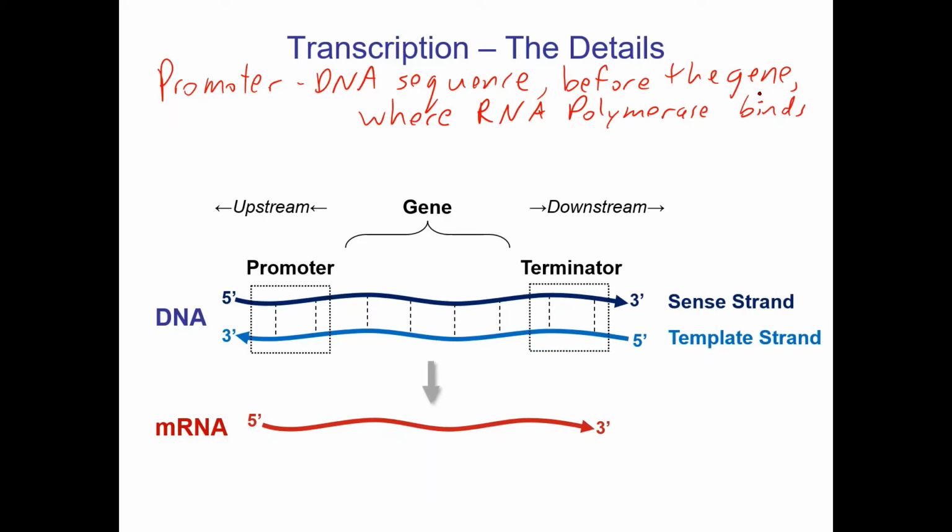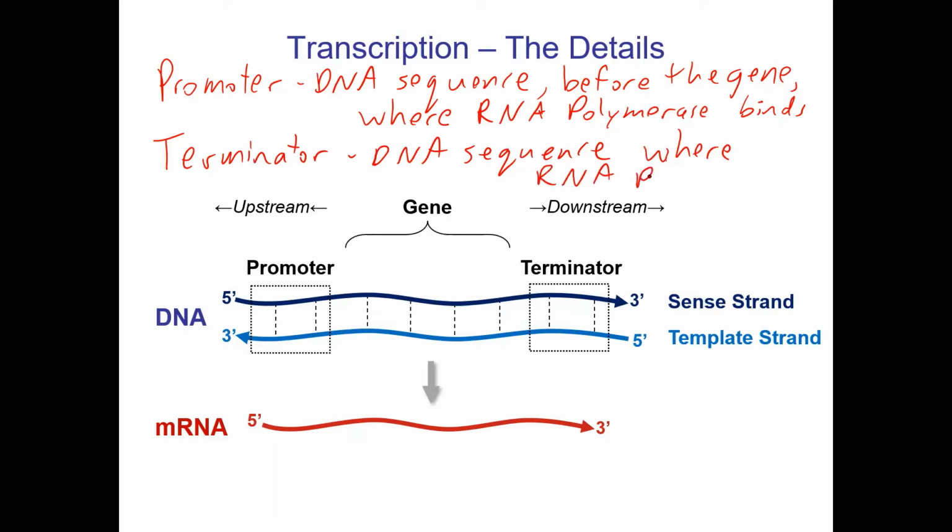So downstream is something kind of the opposite called the terminator. So this is kind of the opposite. It's also a DNA sequence. And this is where, and I guess I could write after the gene, where the RNA polymerase detaches.